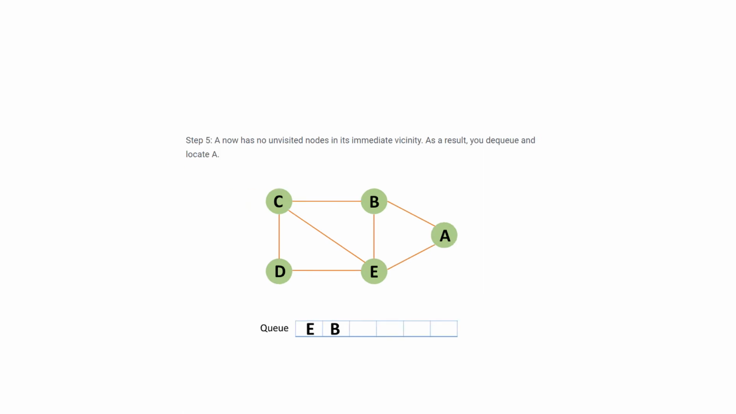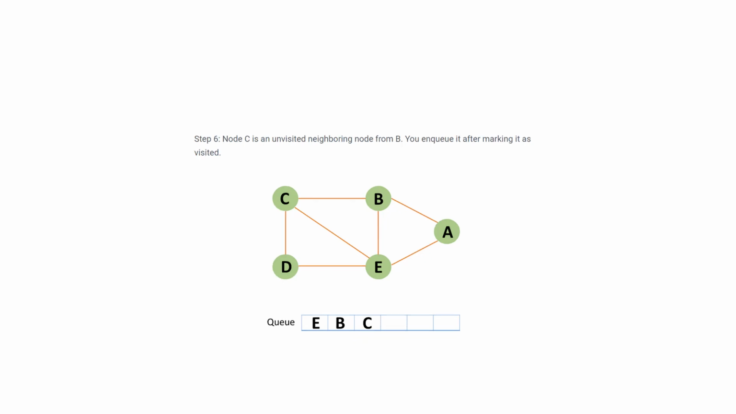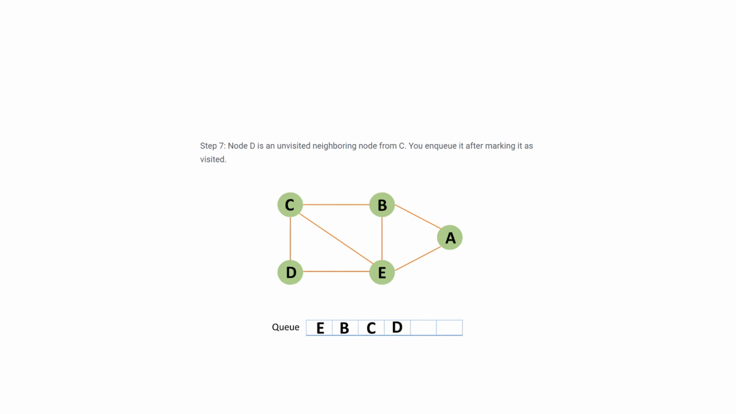Step 5. Now A has no unvisited nodes in its immediate vicinity. As a result, you dequeue A. Step 6. Node C is an unvisited neighboring node from B. You enqueue it after marking it as visited. Step 7. Node D is an unvisited neighboring node from C. You enqueue it after marking it as visited.